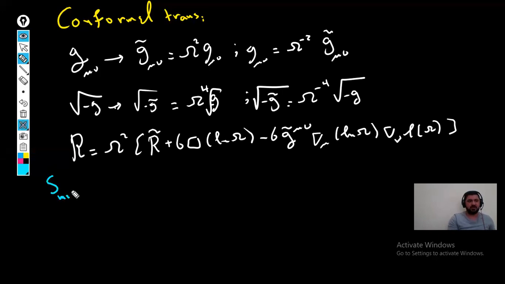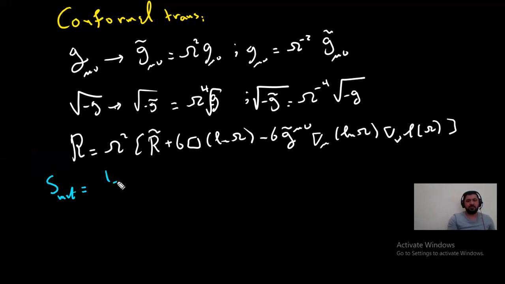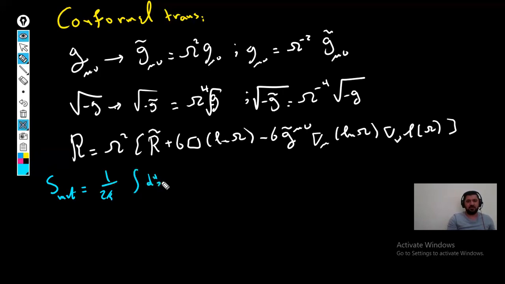S of the metric equals 1 over 2 kappa, the integral of d4x. I'm sorry if I made mistakes about this coefficient here. But I don't think that it's a big problem for anyone following this, because sometimes I forget or write something wrongly. Some other references call it k, kappa squared, or kappa. So please forgive me if I made any mistake about these coefficients.